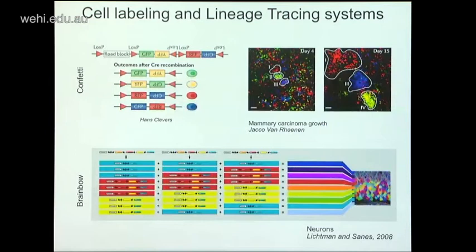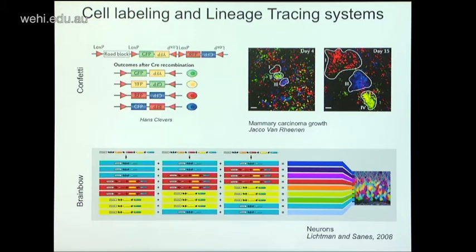So the two big developments that have enabled us to now do this with live cell imaging, and I'll touch on this later, are these two systems, which are basically the gold standards in the field. They are the confetti system and the rainbow system. How the confetti system works is it's a series of different fluorescent proteins that have different LoxP sites in them that are recombined in different orders.